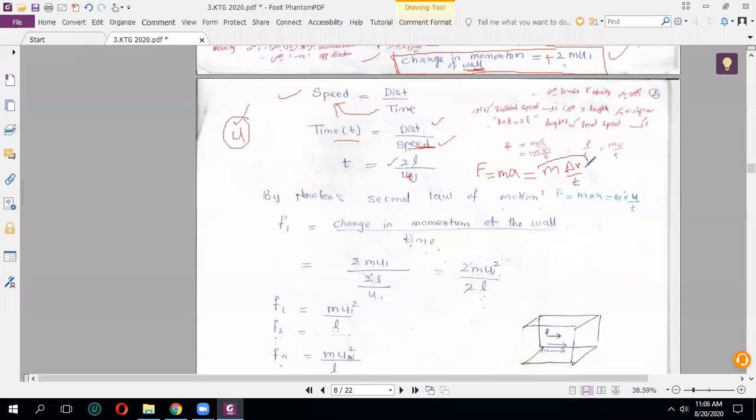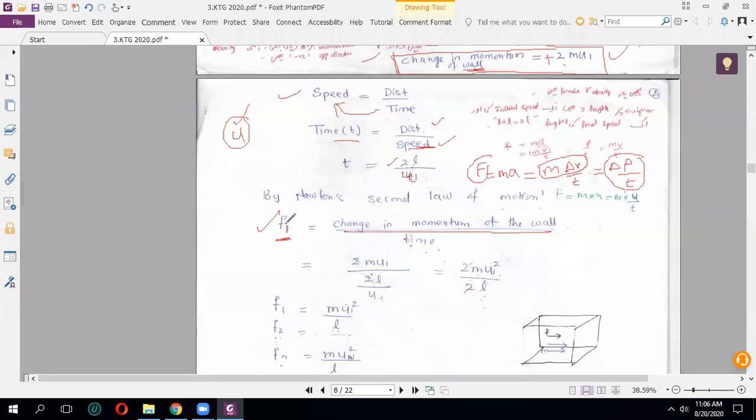Mass into velocity is nothing but momentum, so mass times change in velocity upon time is change in momentum upon time. Have you understood how we get the second formula for force? What is the different formula for force here? Change in momentum of the wall upon time. So can we write Newton's formula like this? Force is equal to change in momentum of the wall upon time.